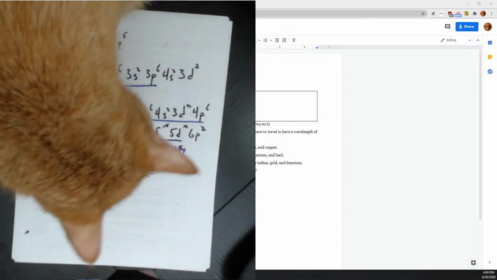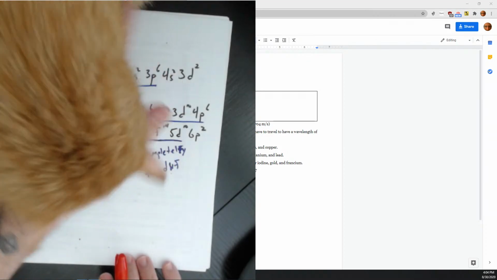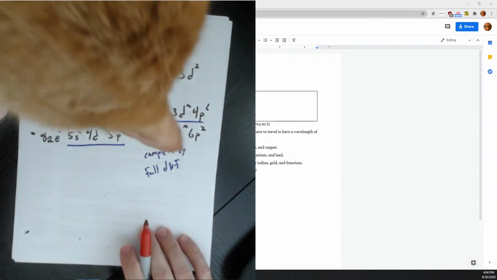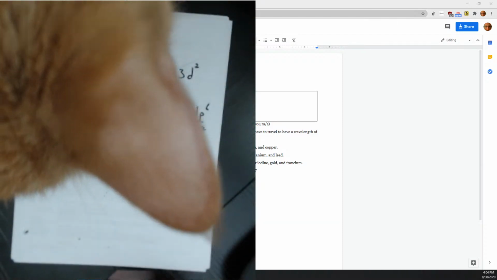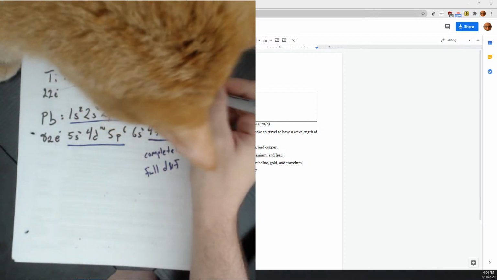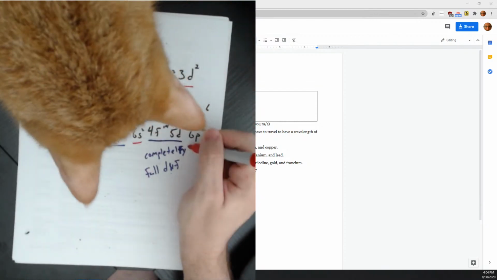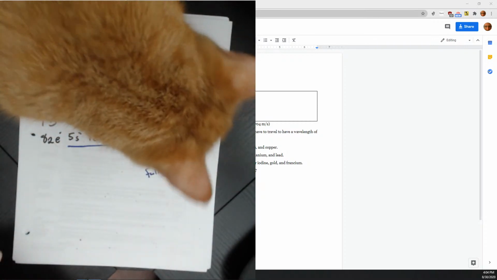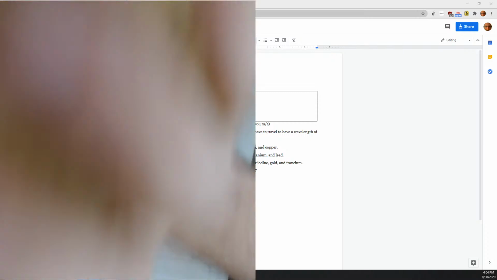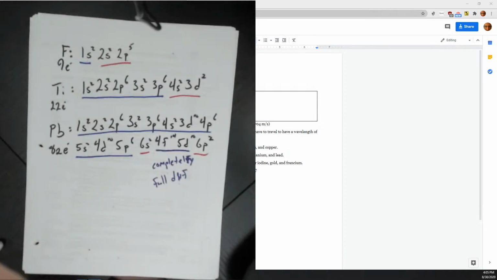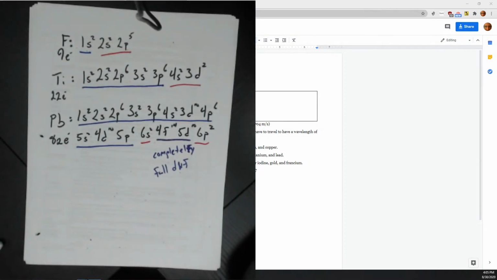Meanwhile, we have valence electrons. Over here. Okay. So valence, valence, valence. Okay, and when Sasha gets out of the way, you will see that I have underlined the valence electrons for fluorine, titanium, and lead.